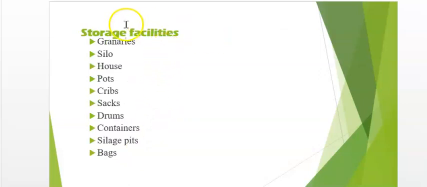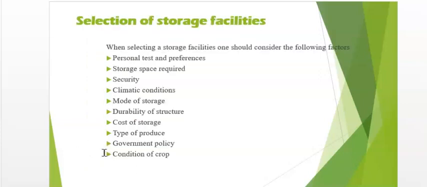So storage facilities. We have different types of storage facilities. We have 1, the granaries. We have 2, the zero. We have the house, the pot, the cribs, the sacks, the drums, the containers, the silage pits, the bags, the warehouse, and others.